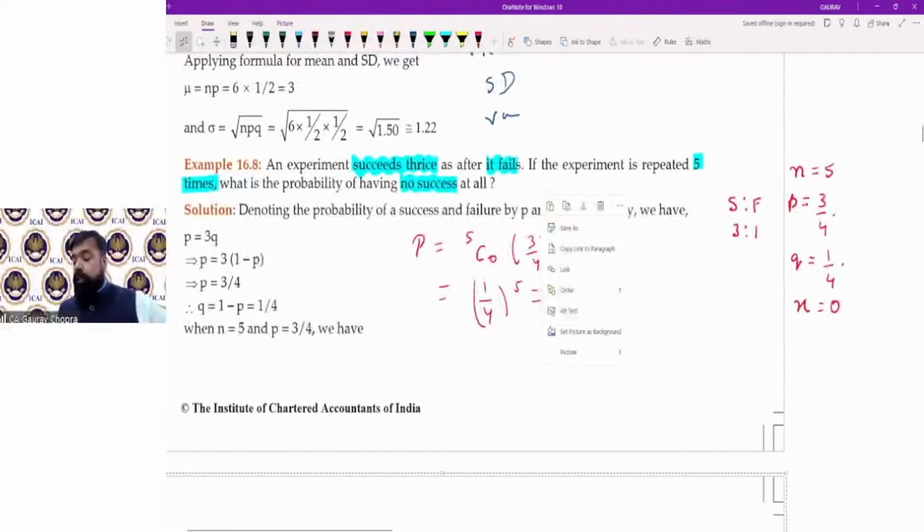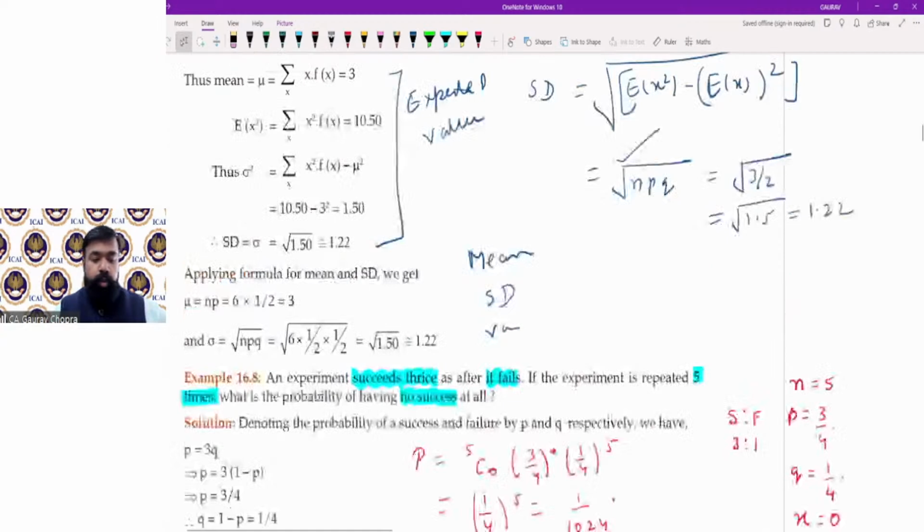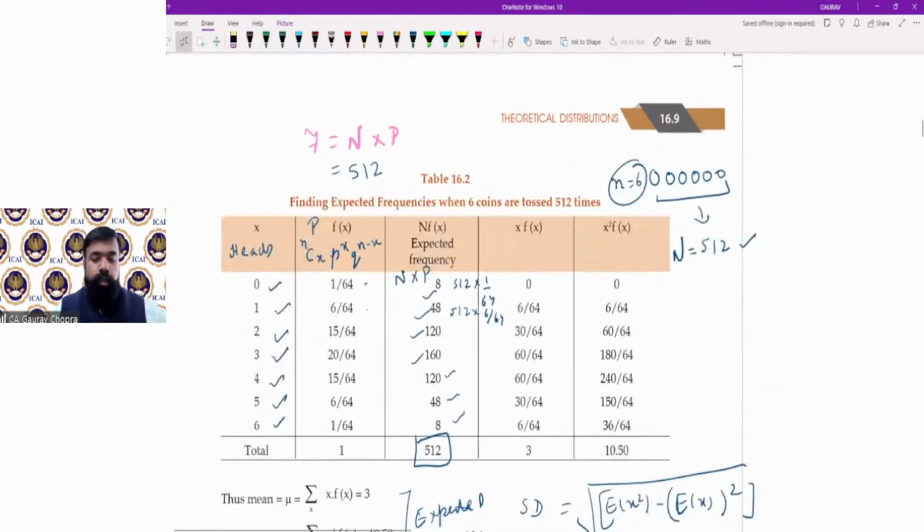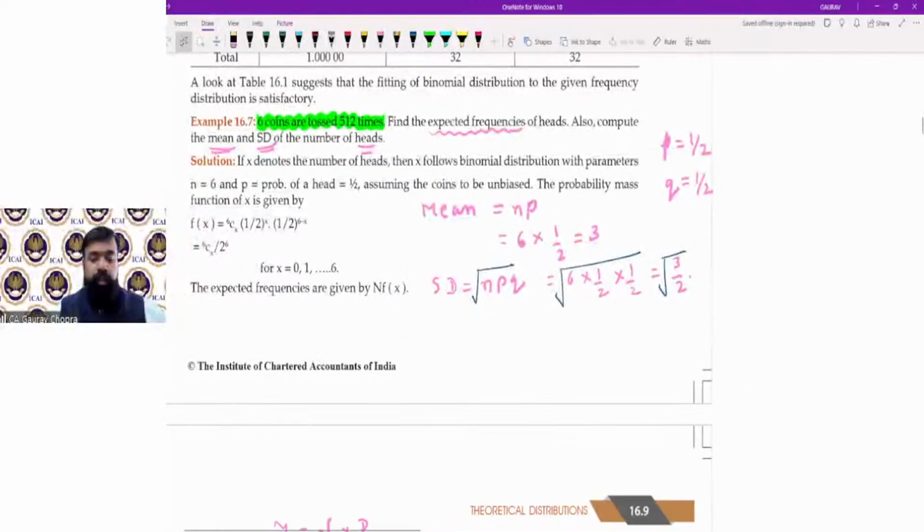Then Aditya Darshan says, please repeat example 7. Okay, no, don't worry, let's repeat this. In example number 7, it says 6 coins are tossed. So we have 1, 2, 3, 4, 5, 6. So n is equal to 6.